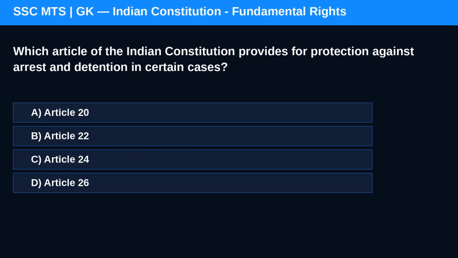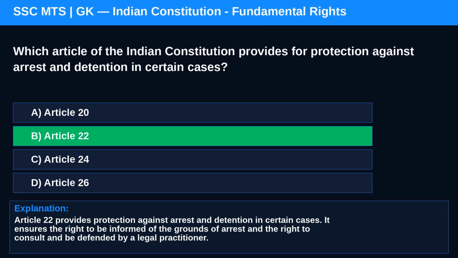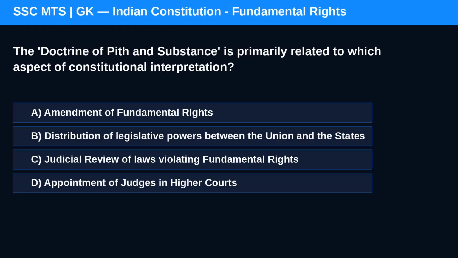Question 12. Which article of the Indian Constitution provides for protection against arrest and detention in certain cases? Option A, Article 20. Option B, Article 22. Correct answer is B. Article 22 provides protection against arrest and detention in certain cases. It ensures the right to be informed of the grounds of arrest and the right to consult and be defended by a legal practitioner.